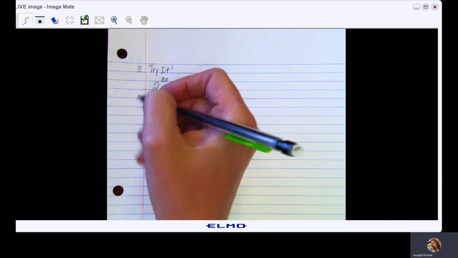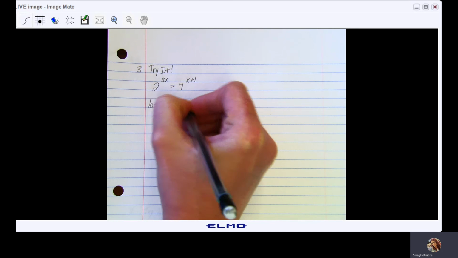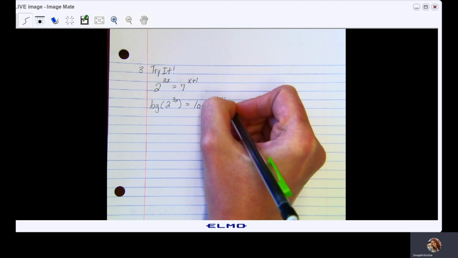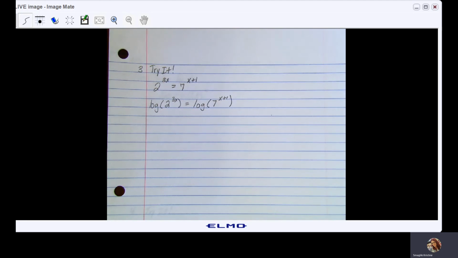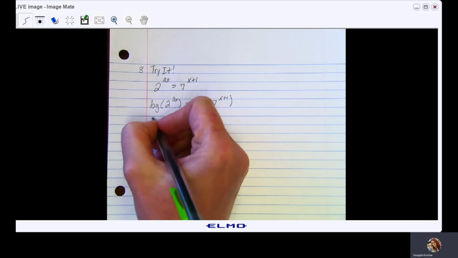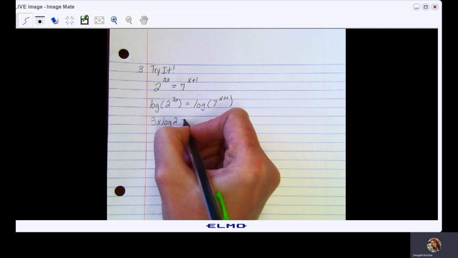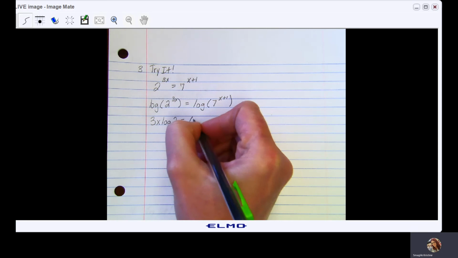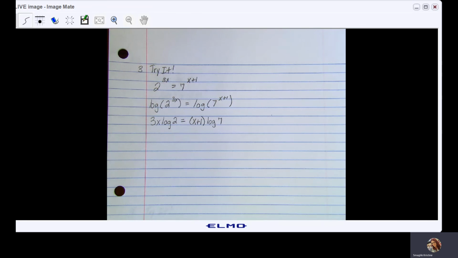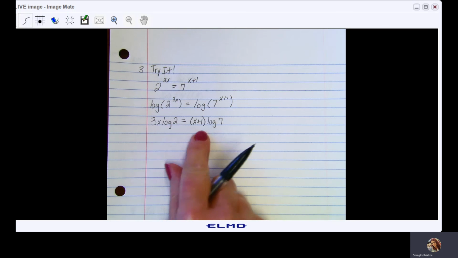I'm going to take the log of both sides. Log of 2 to the 3x equals log of 7 raised to the x plus 1. And now let's use the power property of logarithms. Let's bring those exponents out. I have 3x log 2 equals, I've got x plus 1 here. I'm going to put that in parentheses so I don't make a mistake. Log 7. So on this right side now here, I'm good. I don't have anything to simplify here.